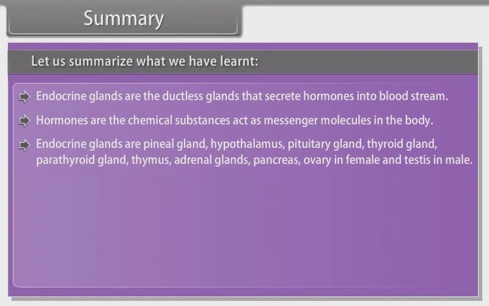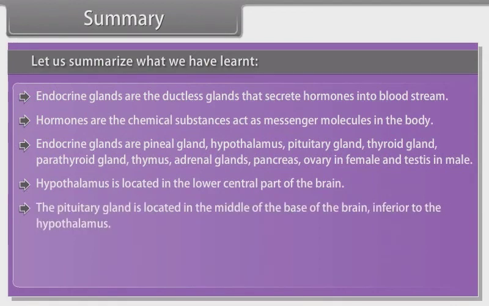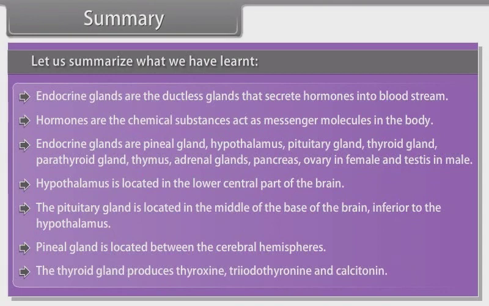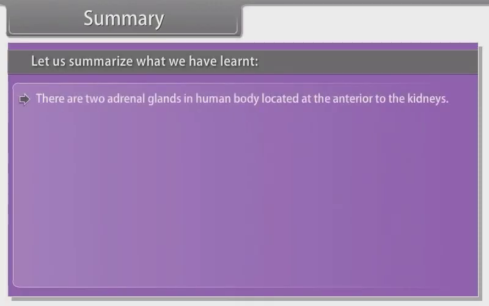testes in male. Hypothalamus is located in the lower central part of the brain. The pituitary gland is located in the middle of the base of the brain, inferior to the hypothalamus. Pineal gland is located between the cerebral hemispheres. The thyroid gland produces thyroxine, triiodothyronine, and calcitonin. There are 2 adrenal glands in the human body located anterior to the kidneys.